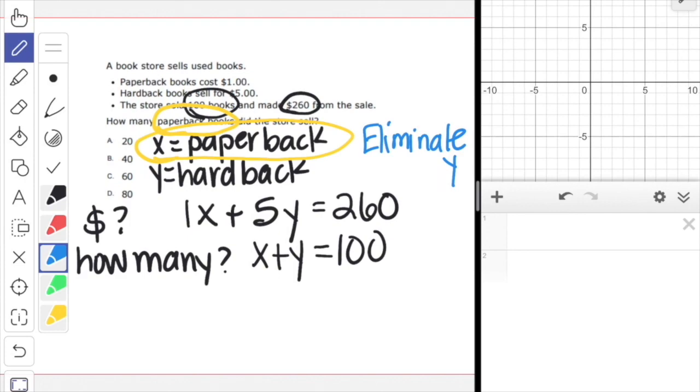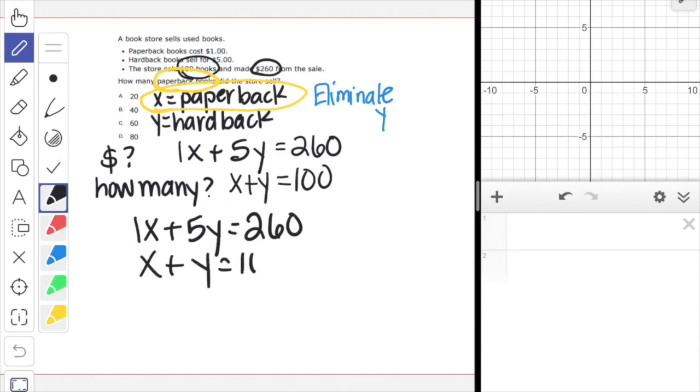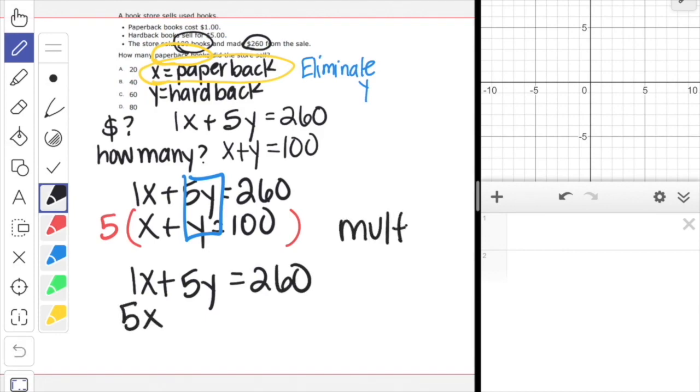So I'm going to rewrite these so that I have a little bit more room. So I have 1X plus 5Y equals 260, and I have X plus Y equals 100. Now we decided that we need to eliminate Y, and the way that we're going to do that is we're going to multiply the second equation by 5. So when I rewrite that, that's going to give me 1x plus 5y equals 260. Then we're going to multiply right here. And when we multiply, we're going to get 5x plus 5y equals 500.